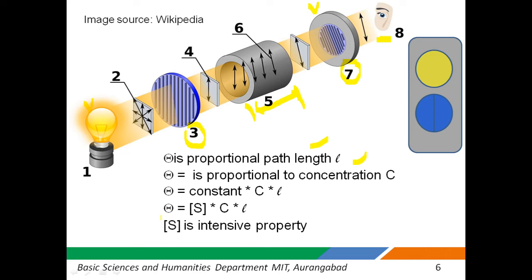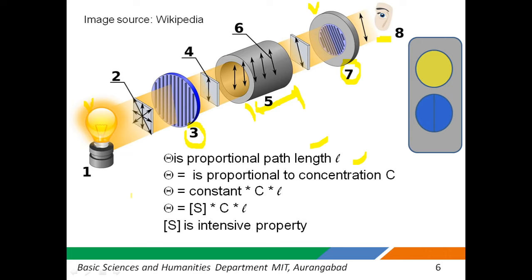What we mean by this is that this angle of rotation will change when the path length is changed, and this angle of rotation will change when the concentration of the optically active substance is changed. But S, being a constant number, will not change with the length of the tube and the concentration of the optically active substance. So therefore S is called an intensive property.